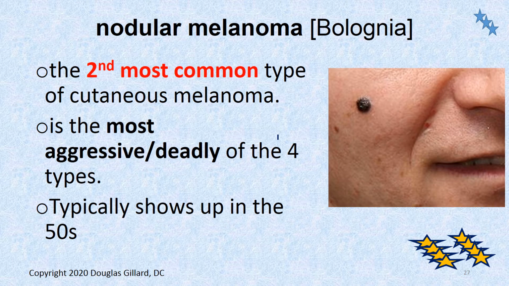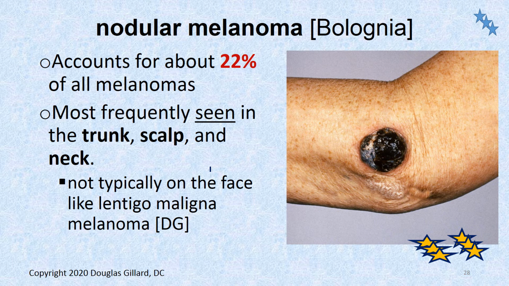So now we come to nodular. This is a really, really bad one. This doesn't look anything like the superficial spreading we just looked at. It's a raised, ball-looking lesion. It's a nodule. We've talked about the language of dermatology. It's a nodule, and this one is no joke. This one doesn't monkey around. The other spreads superficially or horizontally. This one dives straight down. It's the most aggressive of the 4 types. It typically shows up in the 50s, and accounts for 22% of all melanomas. So that ain't good. It's frequently seen on the trunk, the scalp or the neck.